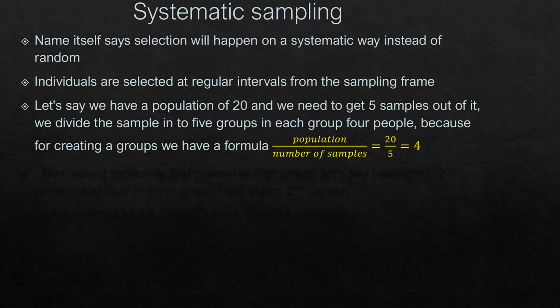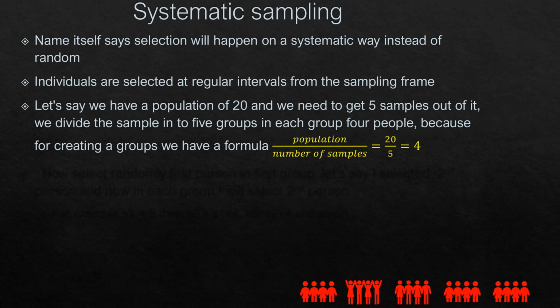Let's say we have a population of 20, and we need to get 5 samples out of it. We divide the population into 5 different groups. In each group we'll have 4 people, because for creating a group we have a formula, which is nothing but your population divided by number of samples. Here in our case 20 is the population and 5 is the samples which I want, so 20 divided by 5 is 4. So in each group, I'll have 4 people.